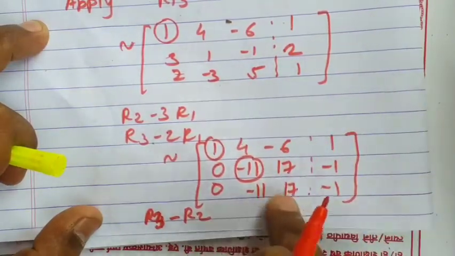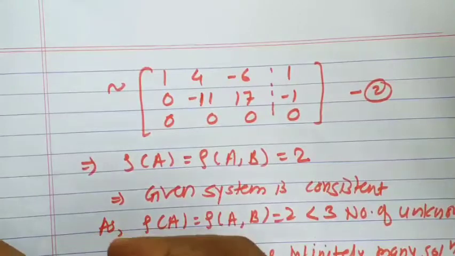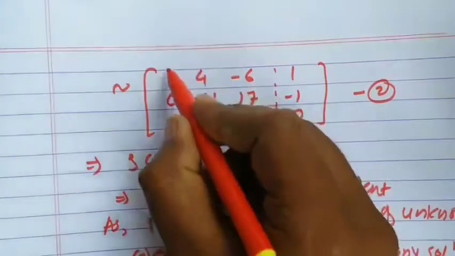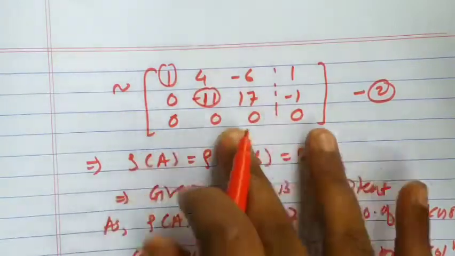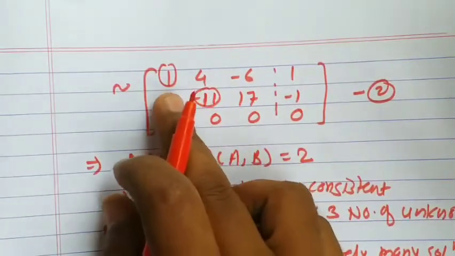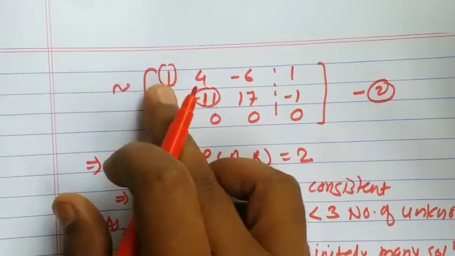If you perform this transformation, this entire row will become 0 and we'll get this matrix: 1, 4, minus 6, 1, 0, minus 11, 17, minus 1, and the last row 0. So this is the echelon form, as 0 rows are appearing at the bottom and the leading entry of the second row is on the right of the leading entry of the first row.